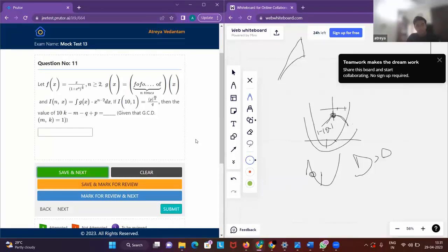So m by k: m is 9, k is 10, p is 11, and q is 90. Now it's just basically substituting. 10k is 100, minus q is 90, minus m is 9, plus p is 11. 100 minus 90 happens to be 10. 10 minus 9 happens to be 1. 11 plus 1 happens to be 12.